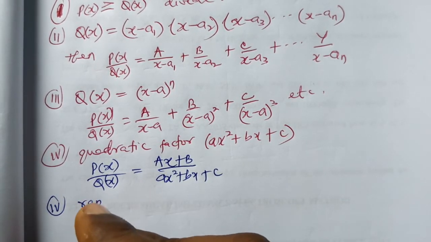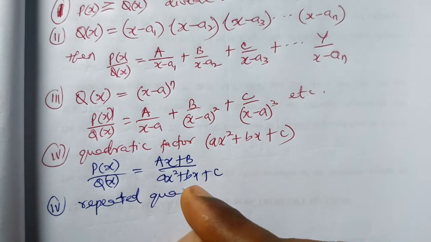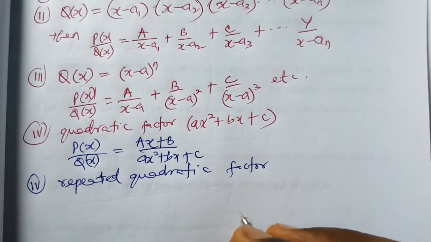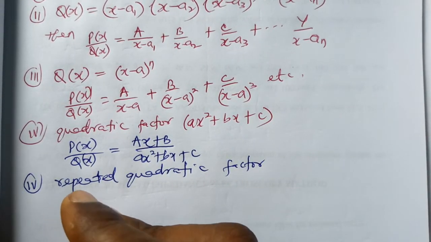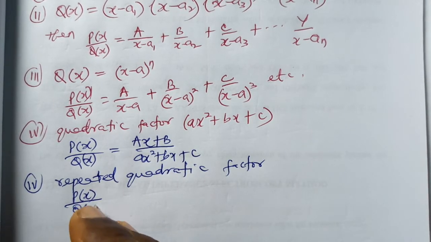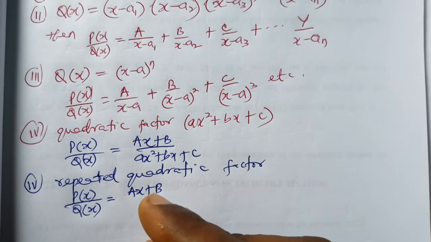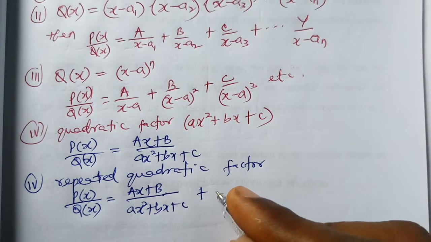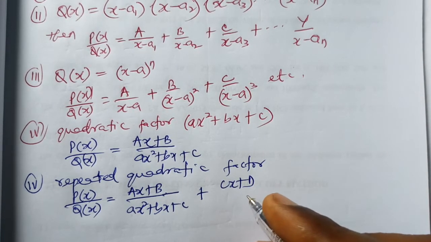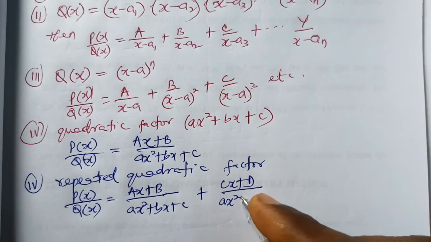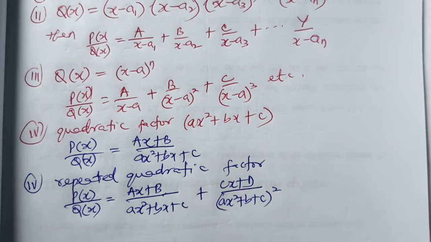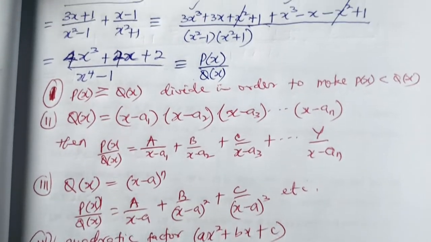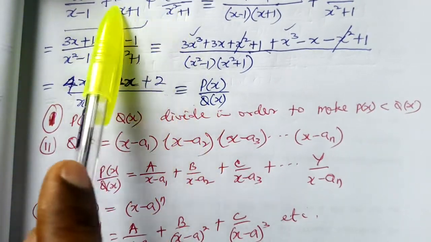If we have a repeated quadratic factor, then P of x over Q of x will be (Ax plus B) over (ax squared plus bx plus c), plus (Cx plus D) all over (ax squared plus bx plus c) all squared. That's for repeated factors. Now, having known all this, we can try to resolve this problem back to see if we will get this.